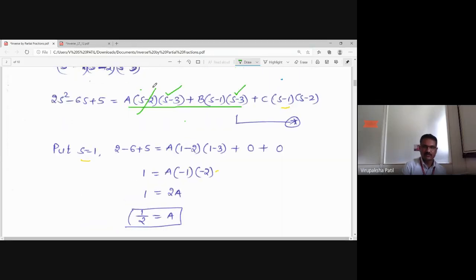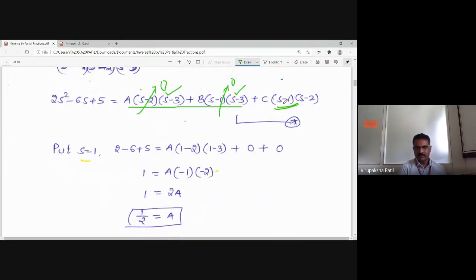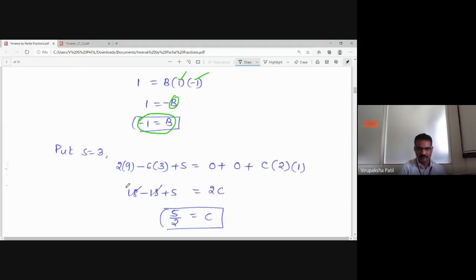If you put s equal to 3, it becomes 0, and then this term becomes directly 0. You need to get only this one. So if you put s equal to 3, here 2 into 3 squared, 3 squared is 9, 2 into 9 is 18, minus 6 into 3 plus 5. This is 0, this is 0. C here: 3 minus 1 gives 2, 3 minus 2 gives 1, so 2 into 1. So it becomes 18 minus 18 plus 5, and the 18s cancel.